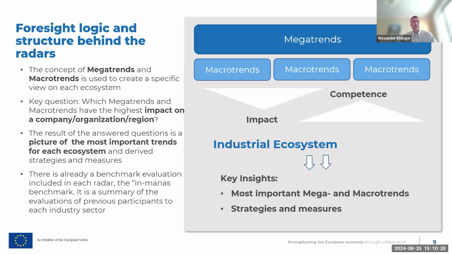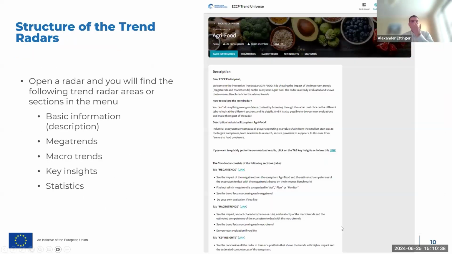The system provides you a matrix, a possibility to work with the trends. So this is the logic behind the trend radars. Let's go inside the trend radar. If you open one, here's the example of agri-food. You will start here at the basic information page.